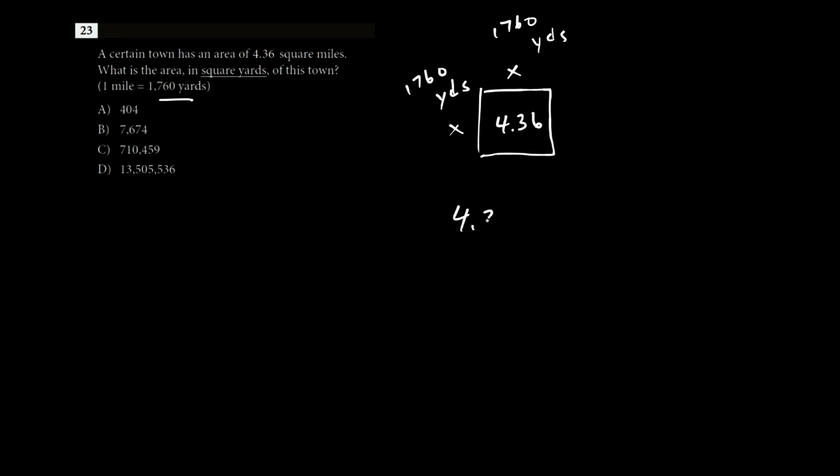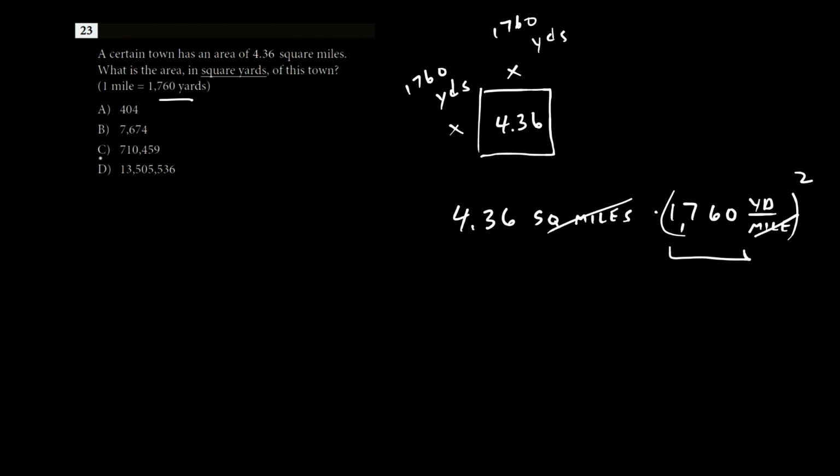So if we had 4.36 square miles, and there's 1,760 yards in each one, we can just multiply by 1,760 yards per mile twice. And you can see what happens here is you'd be squaring the miles. That gets it to cancel, leaving you with square yards. And when you do 4.36 times 1,760 squared, this is a large number. So some people might just go ahead and guess that that's the value right there.